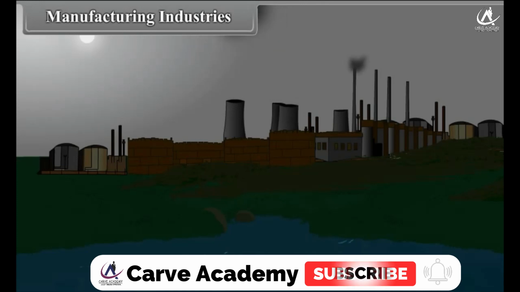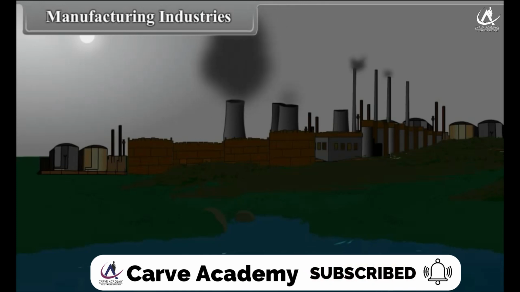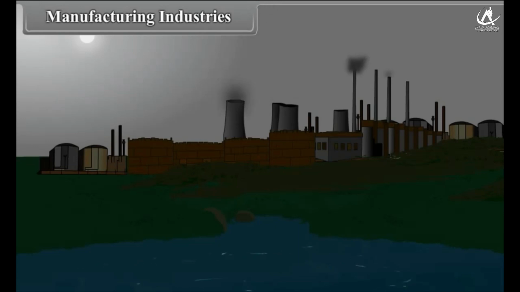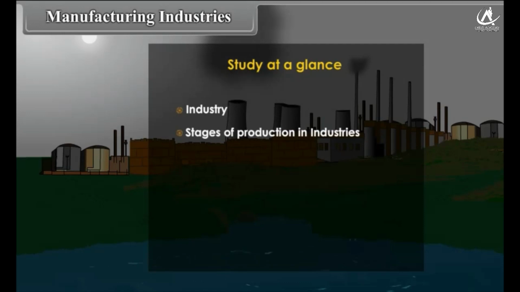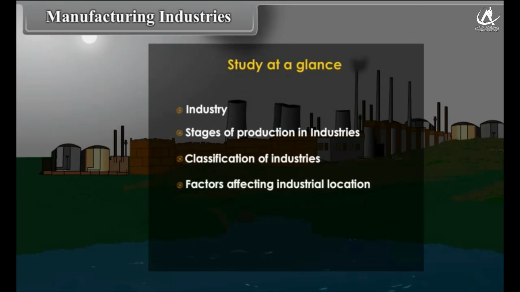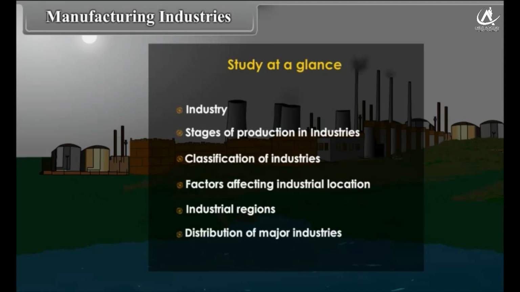Manufacturing industries. Manufacturing industry consists of heavy machinery which is operated with power, where raw materials are processed into finished goods and in which human efforts and skills have been put in. Study at a glance. Industry. Stages of production in industries. Classification of industries. Factors affecting industrial location. Industrial regions. Distribution of major industries.